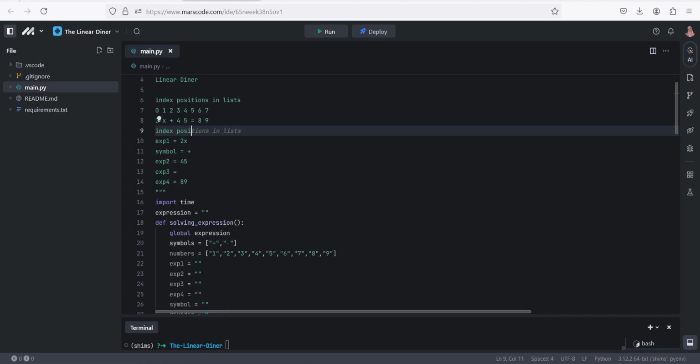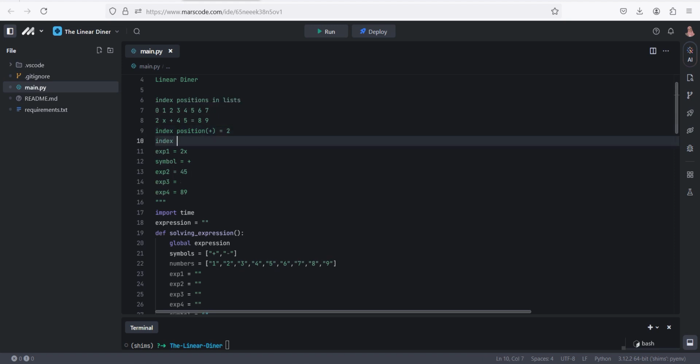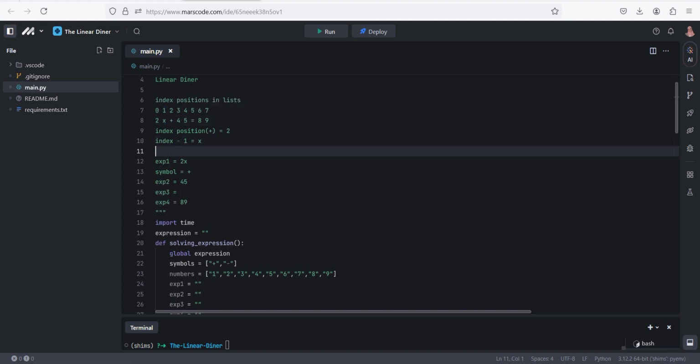The index position of the plus sign is basically equal to 2, right? We agree that it is 2 because it's on this 2 part. So when we do an index minus 1 of that, we get 2 minus 1, which is going to give us the index position of 1, which is representing the x. So this would give us the x.